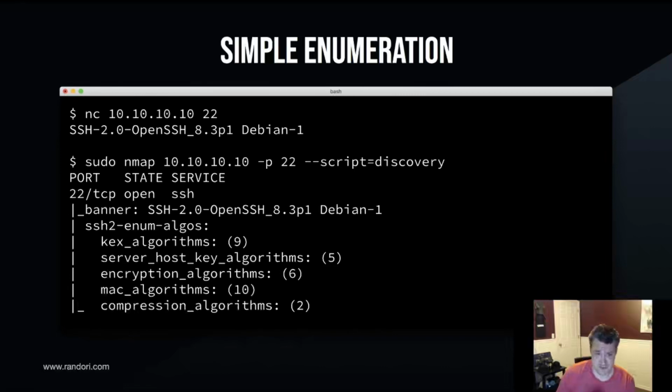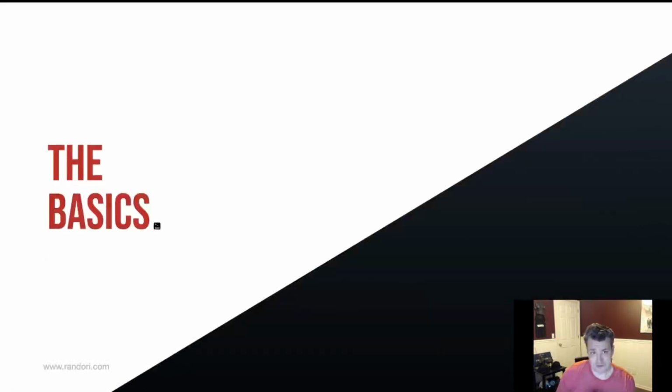Since SSH is so simple to enumerate, there are all sorts of awesome scripts. One of those that I'm showing an example of here is Nmap, where we're running the discovery scripts. You can see the same information we got from Netcat, that there's a banner and all of the information for that. And then it's also going out and enumerating all of the different algorithms that SSH supports for doing the encryption, compression, etc. So that's the what is SSH.